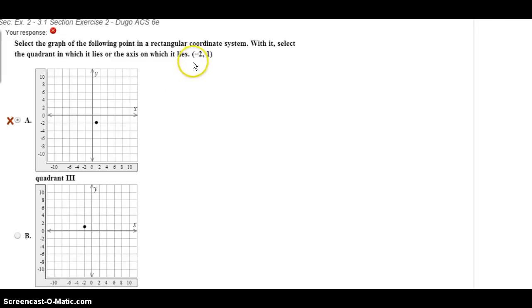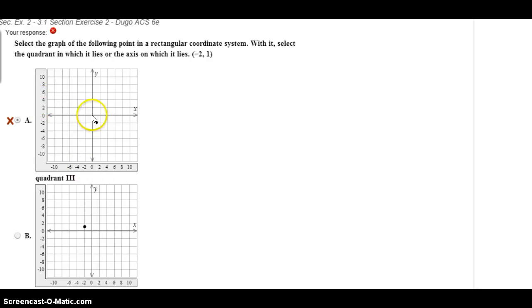In this first problem, you're looking for the point -2, 1. And the thing to pay attention to is the scale here. Each line away from the origin is actually a jump of 2. The scale goes up by 2 instead of by 1.